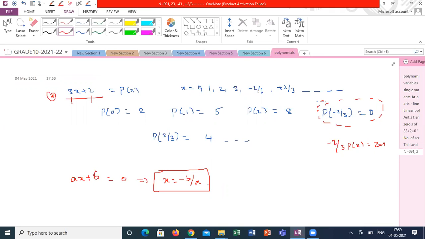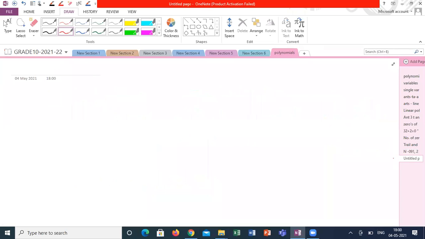So if the degree is 2, the number of zeros is 2. If the degree is 3, the number of zeros is also 3. Now coming to the second one: how they concluded this using your quadratic expression, ax square plus bx plus c.